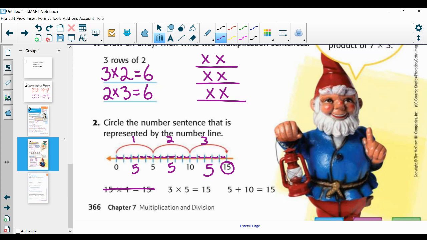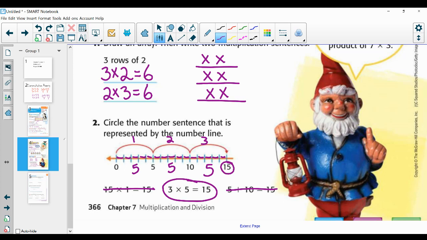Okay, 5 plus 10 equals 15. Well, that is true. 5 plus 10 does equal 15, but addition is not hops of. I would do 5 hops and then 10 hops to get to 15. So this is not correct either. So I'm going to cross that out. So my correct answer is 3 times 5 equals 15.